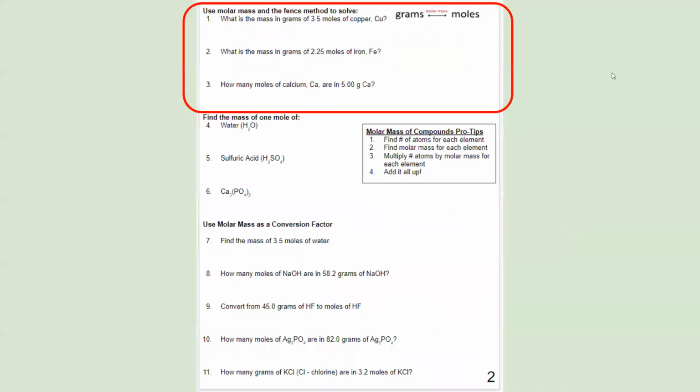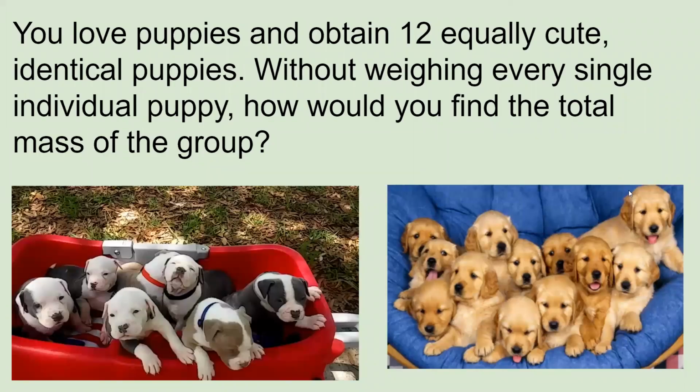So before we talk about how to answer these questions, let's just turn this into something maybe a little easier to grasp. So here's the story. You love puppies, and you obtain 12 equally cute, identical puppies. Without weighing every single individual puppy, how would you find the total mass of the group? And you can't weigh every single puppy. You can't weigh the whole group. What would you do? Tell your table, what would you do?